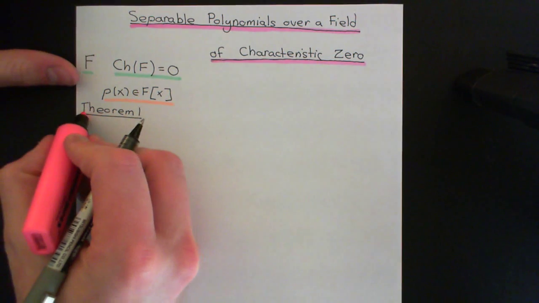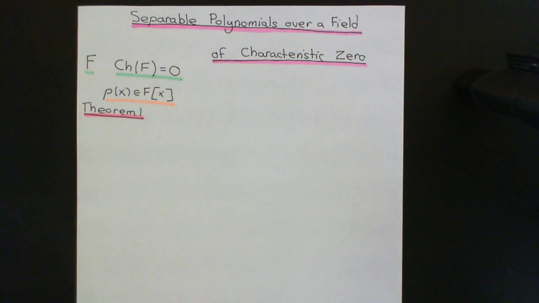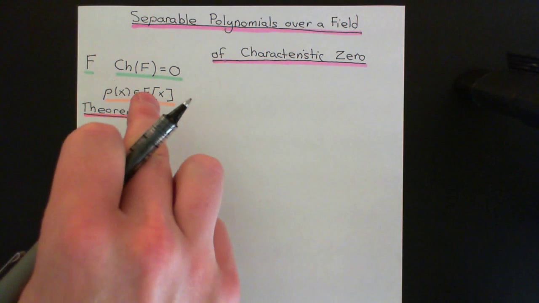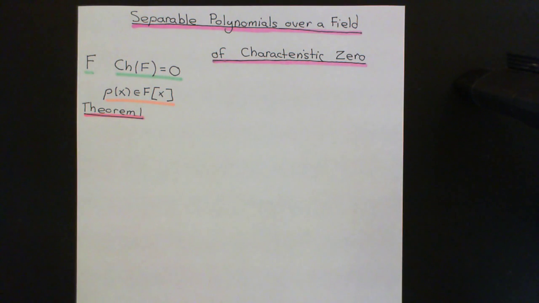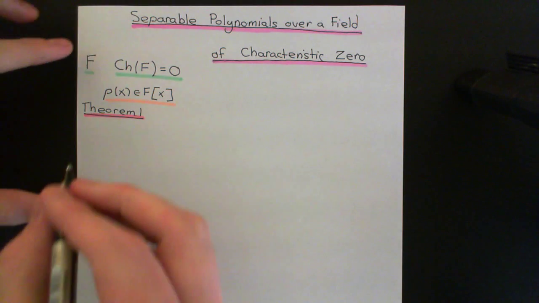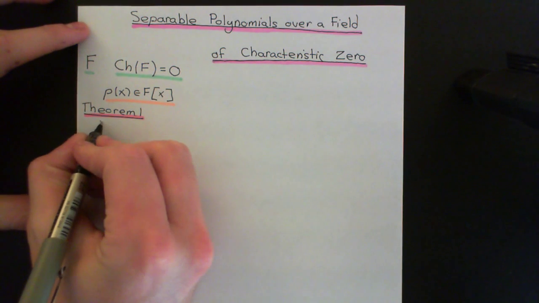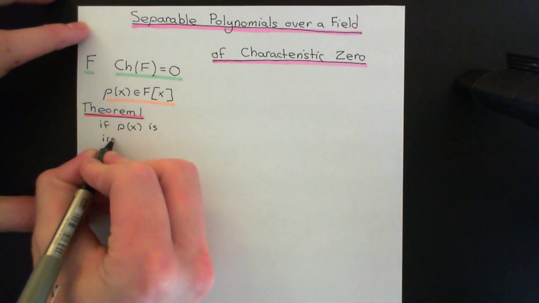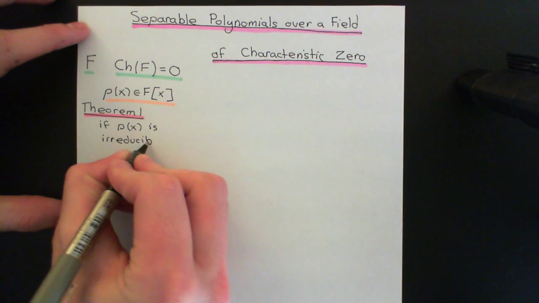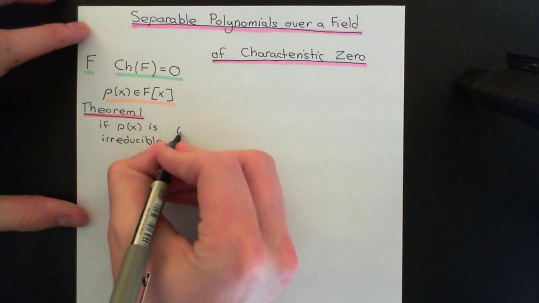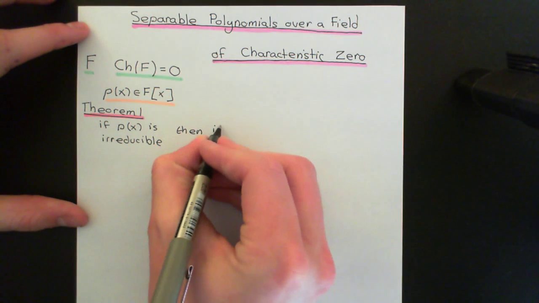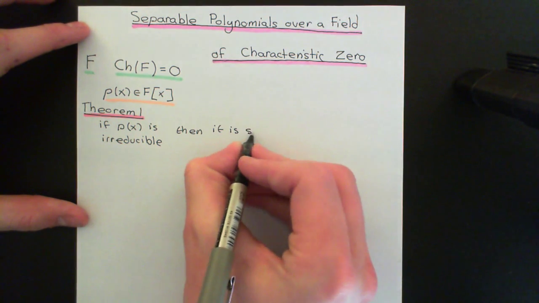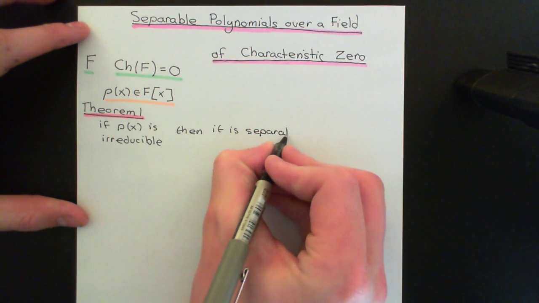So, Theorem 1 then. What is Theorem 1? Theorem 1 is that all polynomials in the ring of polynomials over this field of characteristic 0 that are reducible, not reducible, the exact opposite, that are irreducible, are going to be separable polynomials. So I'll write this down. If the polynomial p(x) is irreducible, and I'll remind you of exactly what irreducible means in a moment, then the claim is it is separable. Then it is separable in the ring of polynomials over the field F.